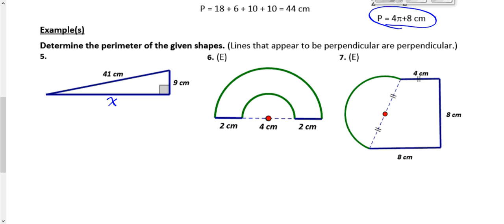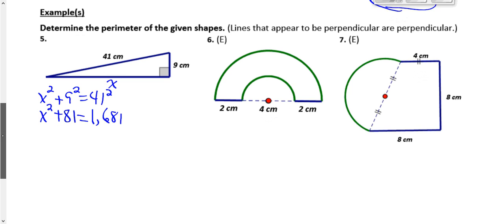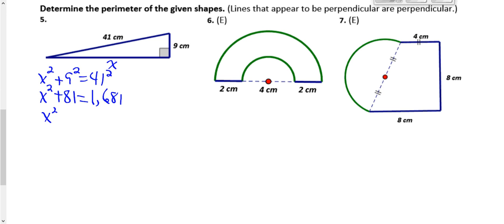X squared plus 9 squared equals 41 squared. Remember, the hypotenuse is a thing all by itself. So you get x squared plus 81 equals 1681. Subtract 81. X squared equals 1600. So x equals 40, right?